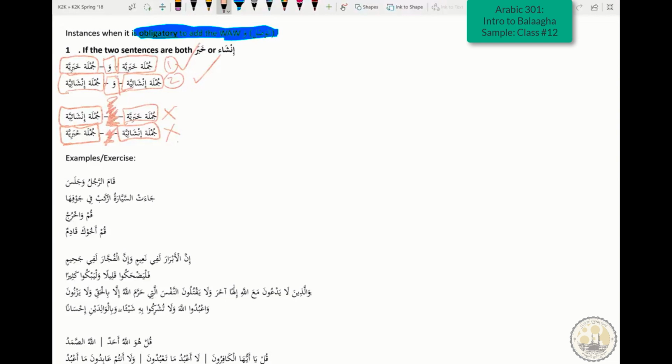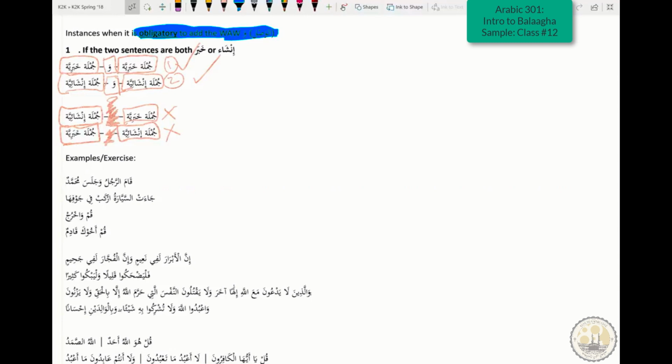Okay, don't worry, inshallah, we'll get to that, inshallah, but I want you to understand what we're teaching right now, okay? Understand if jumla al-ula is khabariya and jumla thaniya is khabariya, khalas, you have to add the waw. Likewise, if jumla ula is insha'iyya wa thaniya insha'iyya, then you have to add the waw as well. So let's take a look at some examples. طيب. The man stood and Muhammad sat. The man stood and Muhammad sat.